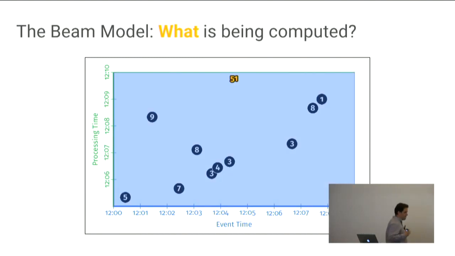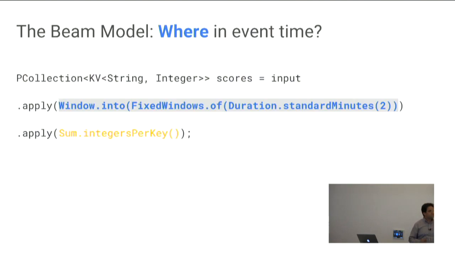Now let's start building towards a streaming system. So we are going to answer the second question, where in event time. To do this, we are going to window the input into fixed windows of duration of 2 minutes. If you are going to build a streaming system, we can't look at all the data at once. We have to limit ourselves to looking at chunks of event time. So with this one line change to our example, we modify this pipeline to behave differently.